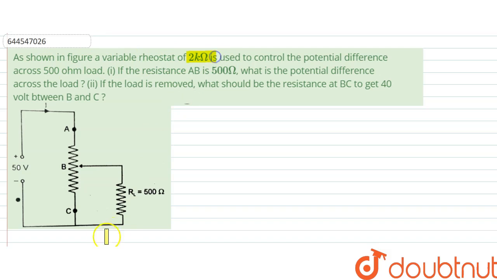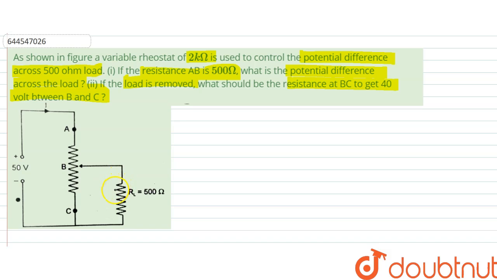Hello, we are given a question, and the question says, as shown in figure, a variable rheostat of 2 kilo ohms is used to control the potential difference across a 500 ohm load. If the resistance AB is 500 ohm, what is the potential difference across the load? If the load is removed, what should be the resistance BC to get 40 volt between B and C?